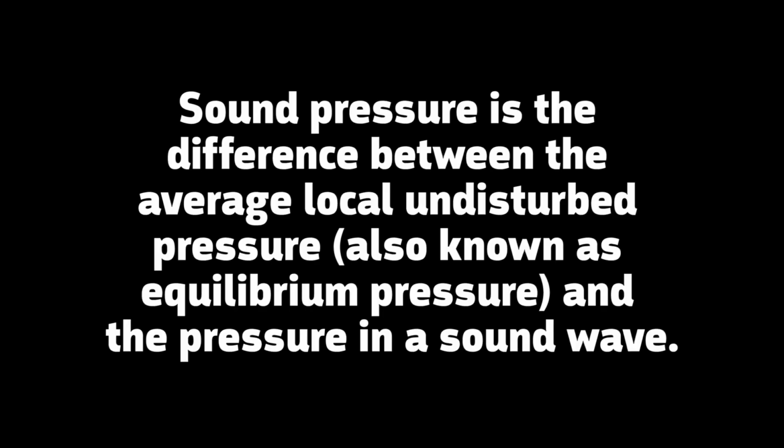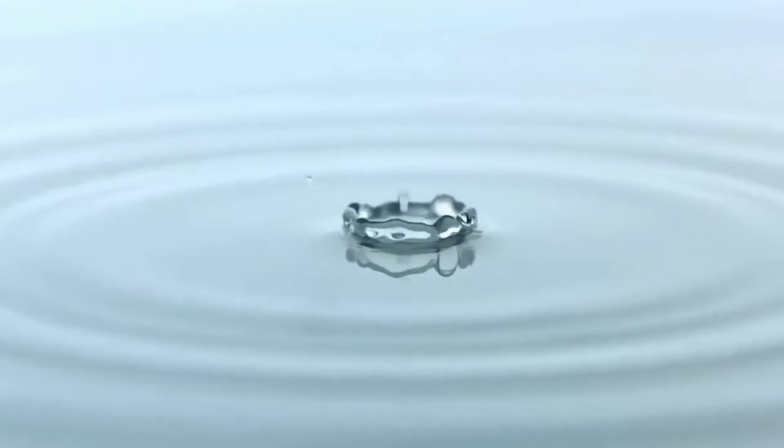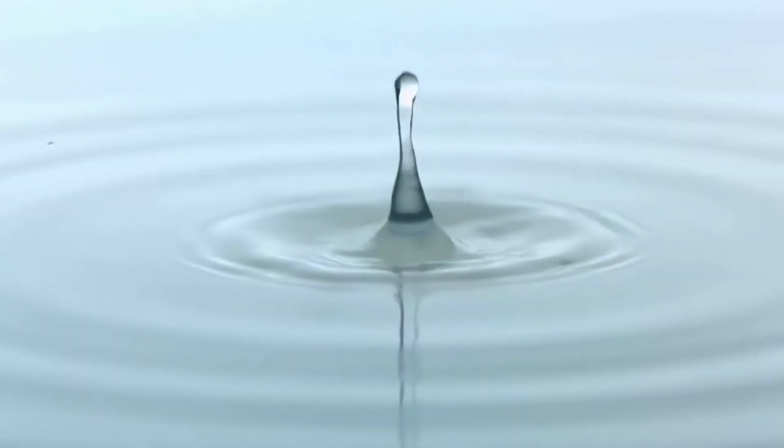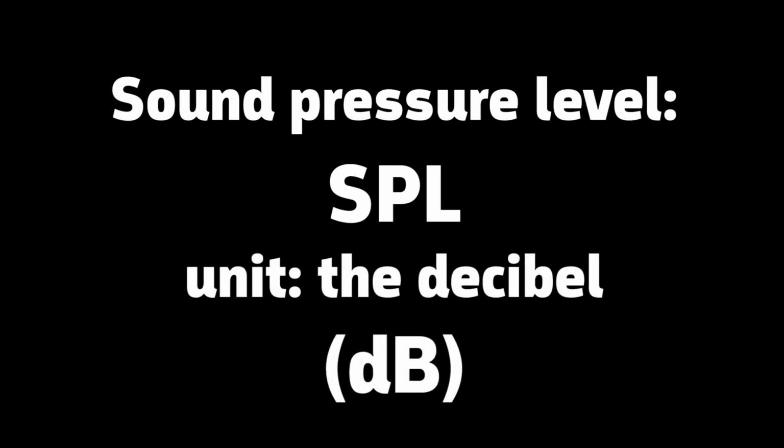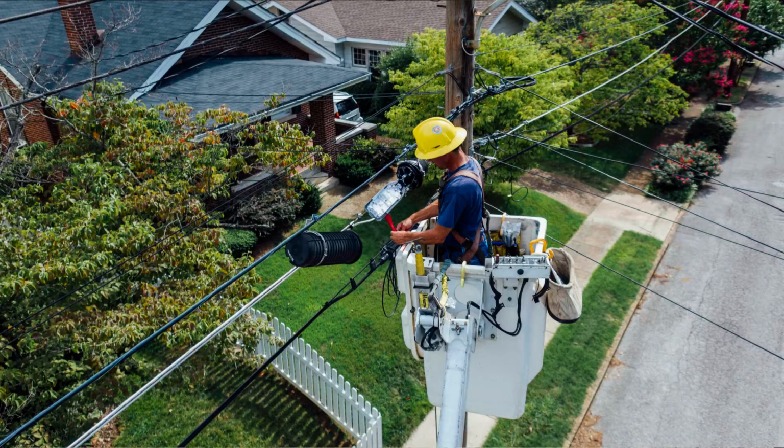In other words, sound pressure is the difference between the average local undisturbed pressure, also known as equilibrium pressure, and the pressure in a sound wave. Incidentally, sound pressure can also be exerted onto other mediums like water. The sound pressure level is identified with the shorthand SPL, and the agreed-upon scientifically measurable unit is called the decibel, or dB. The decibel was named after the father of telecommunications, Alexander Graham Bell, and was used to measure transmission efficiency and signal loss in telephone and telegraph lines.